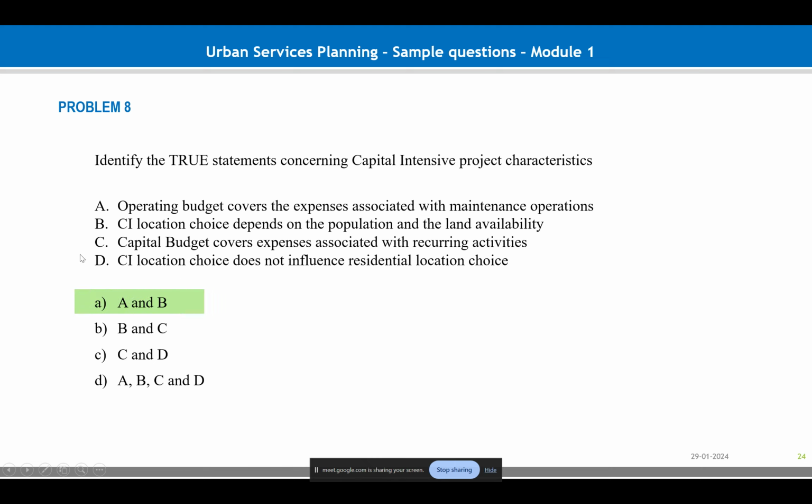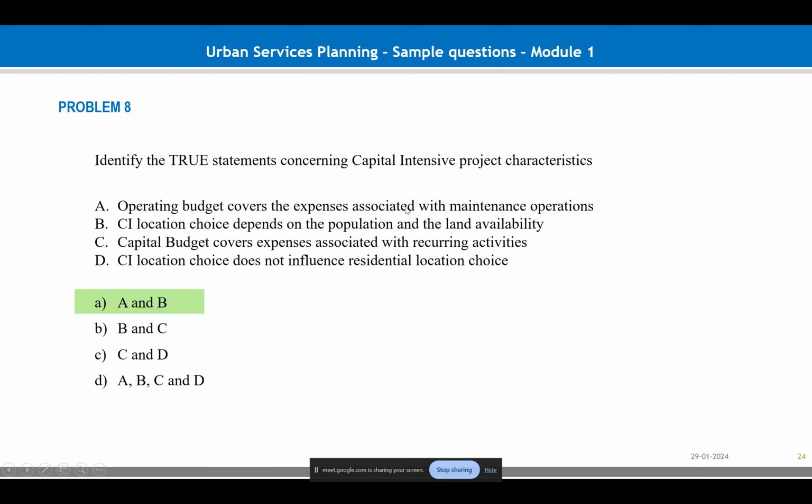So we have A and B, which are right. As rightly said, you have the operating budget. If you observe over here, there's a capital budget and there's an operating budget. If we have an operating budget, then the maintenance is included. But in your capital budget, the recurring activities or the maintenance is not included. Then the other one, B, we have already discussed: the location choice depends on population and land availability.